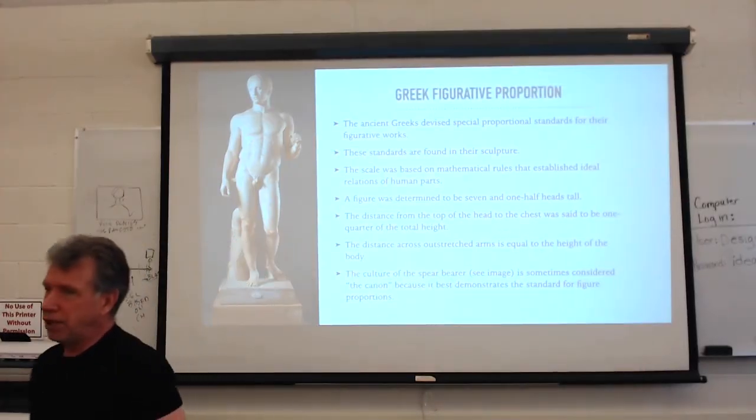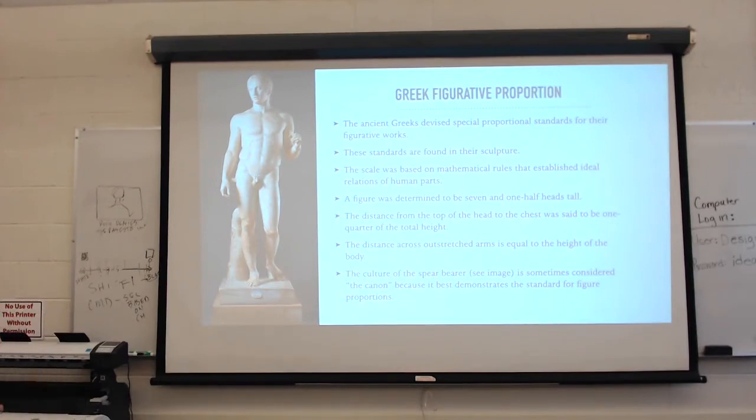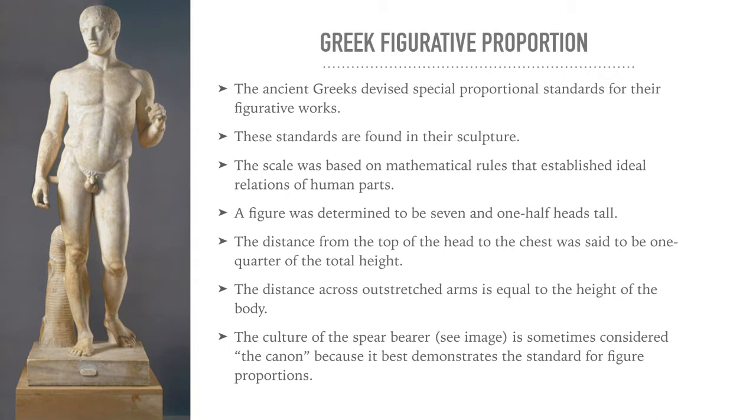Now we owe this to the Greeks. The ancient Greeks devised special proportional standards for their figurative works. These standards are found in their sculpture. Now, it could be argued whether the Greeks were the first to come up with this, but their sculpture represented the perfect human form. You can see what they were trying to do with their sculpture.